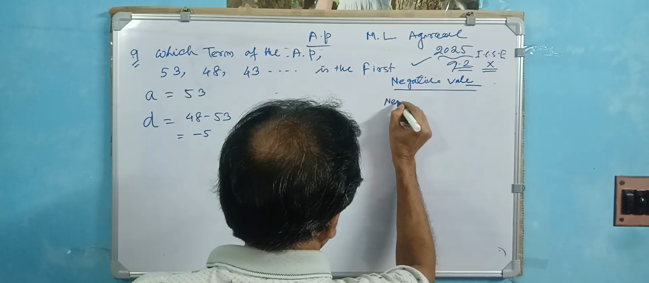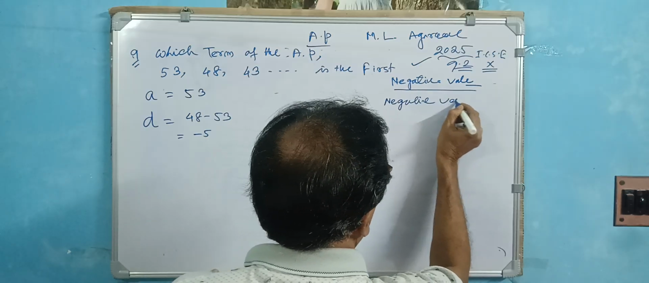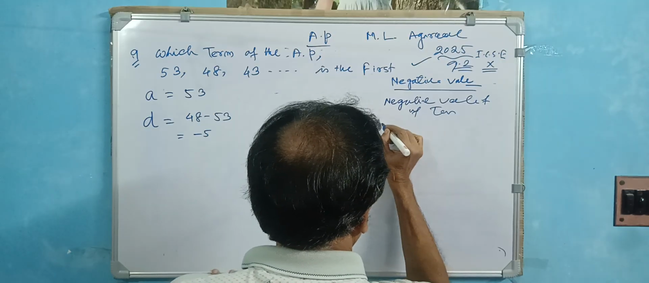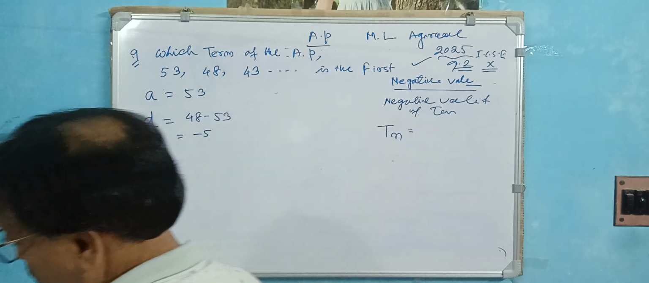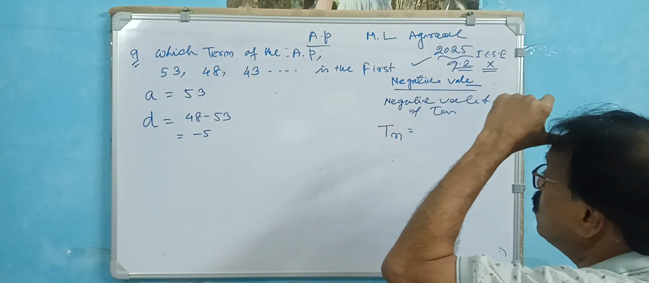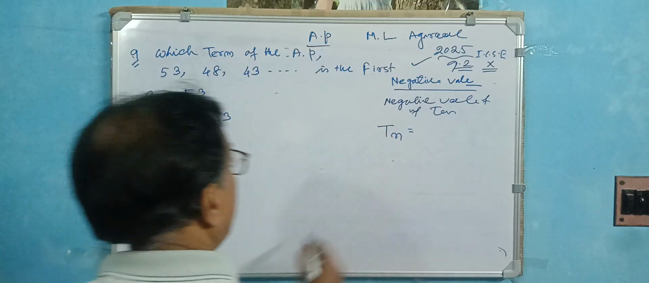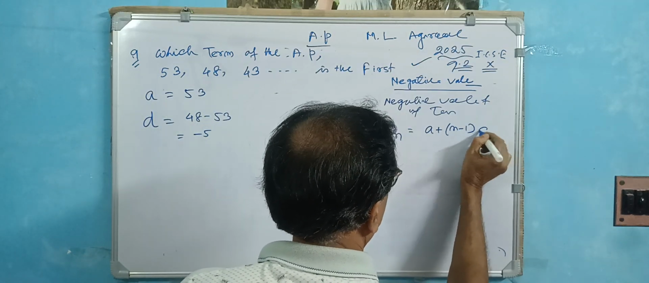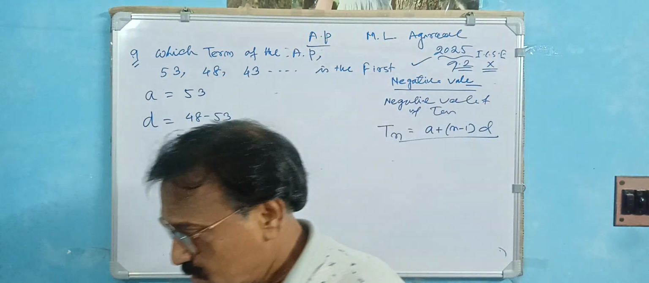Now let the starting negative value of the term be the n-th term. So Tn, what is the starting of the negative value? The term number is n. So Tn is a plus n minus 1 into d. That is the general formula.